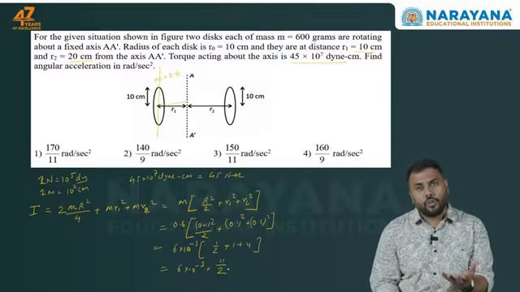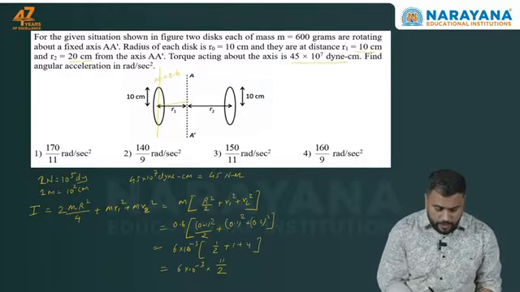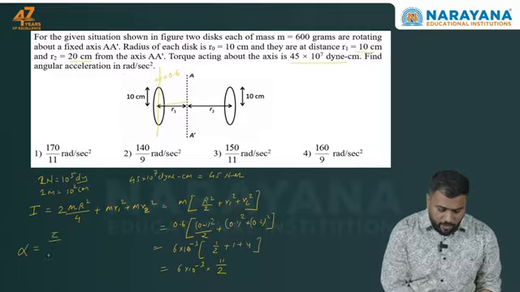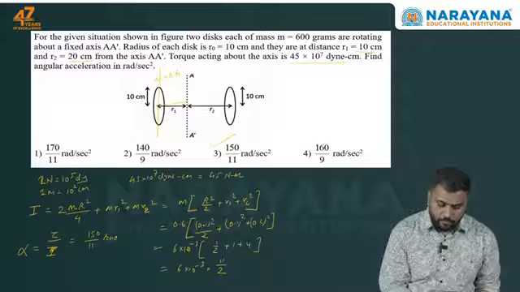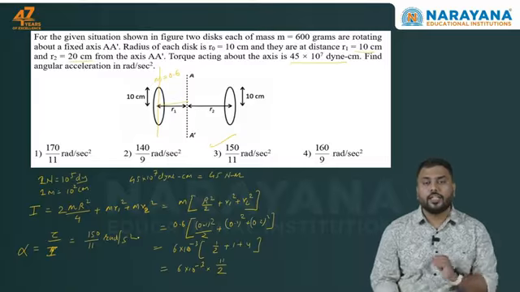So now you have torque, you have moment of inertia, you just need to take the ratio to calculate alpha. It will be torque by moment of inertia, which is I. If you put in the values, you can see that the answer comes out to be 150 by 11 radian per second square. So the correct answer of this question is the third option.